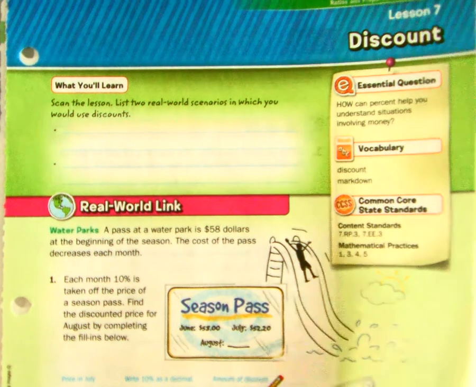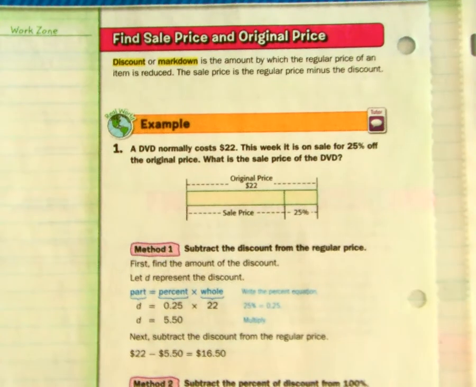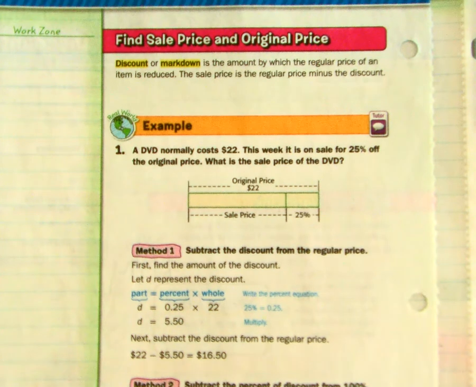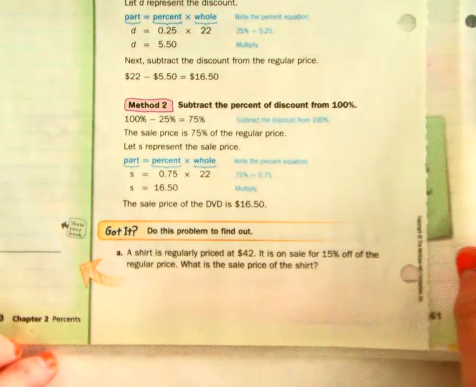2.7, discounts. Discount or markdown is the amount by which the regular price of an item is reduced. The sale price is the regular price minus the discount. So we're going to do something very similar to what we did with sales tax, tips, and markups, only this time we're going to subtract our amount because it's a cheaper amount. It's a better deal. So again, we have two ways to do this.